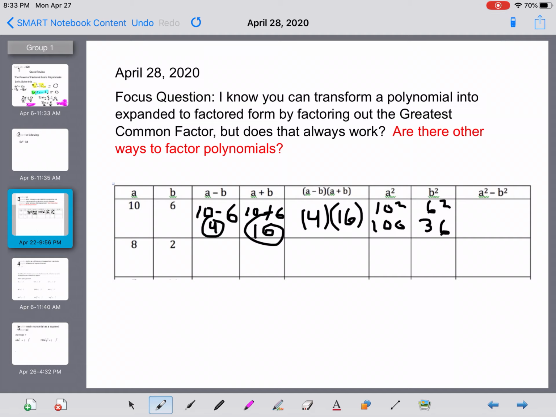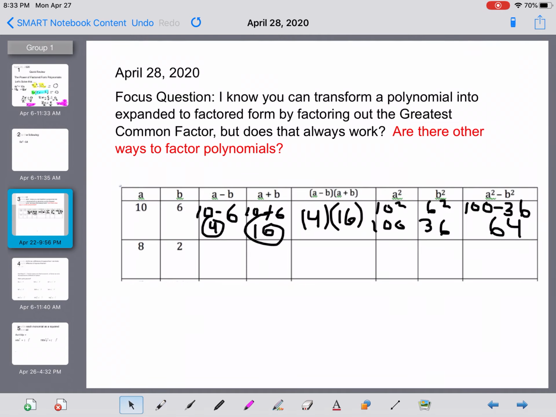So if we look at that, it says A squared minus B squared. Well, that's 100 minus 36, and that is 64. Now, I didn't do it yet, but this column over here, this 4 times 16 for the quantity of A minus B times A plus B, 4 times 16 is also 64. Okay, so one thing I do notice is 64, 64. That's one similarity I notice.